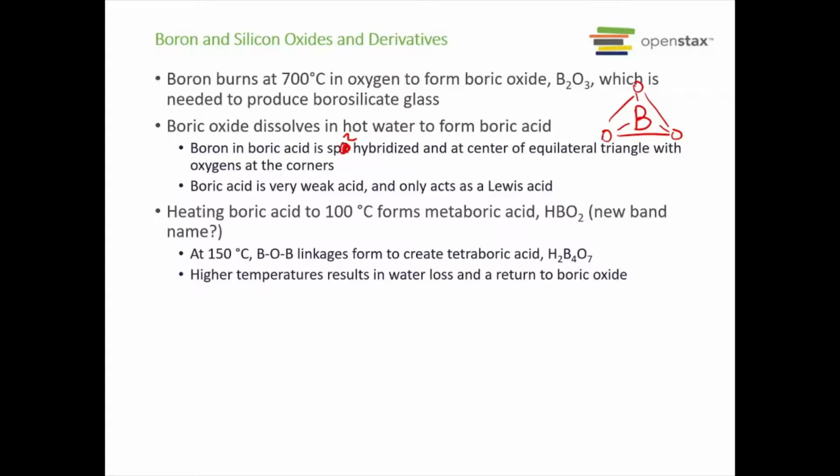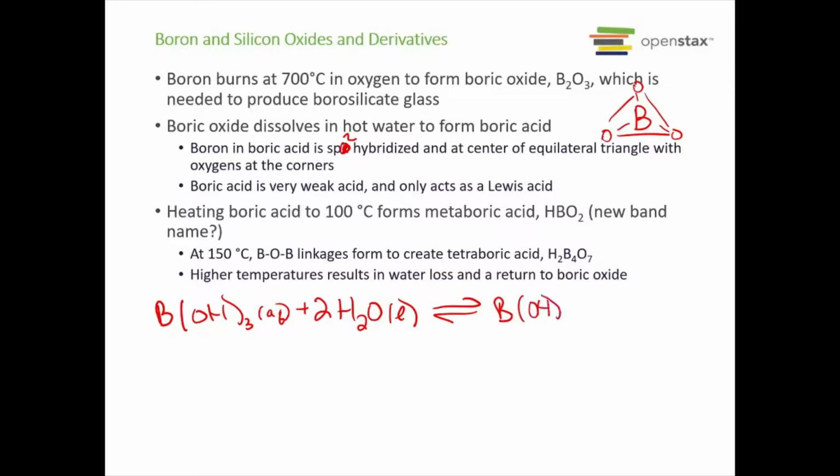To use boric acid as a Lewis acid, we have B(OH)3 and water. We get a nice equilibrium where we make B(OH)4 minus and H3O plus. So this is how this boric acid can act as a Lewis acid.